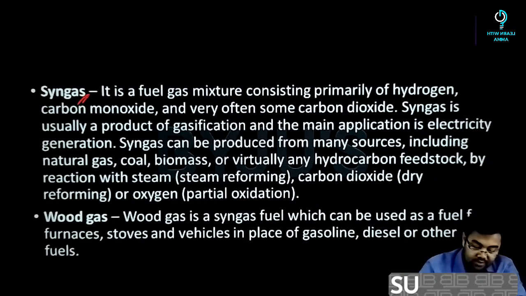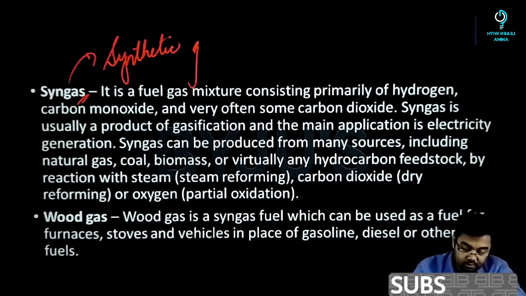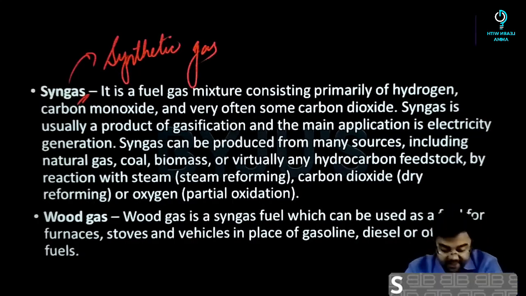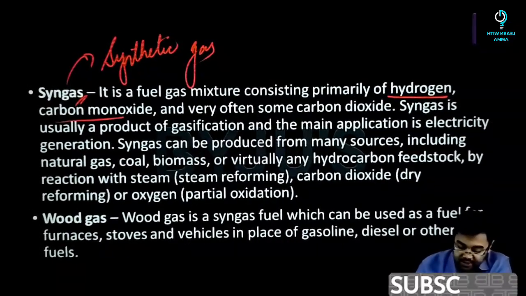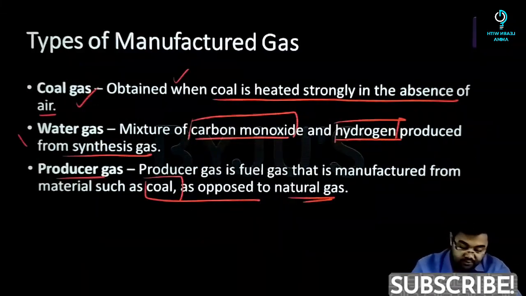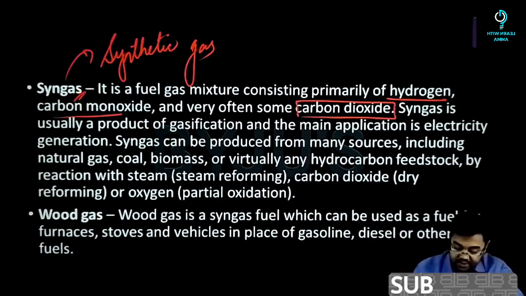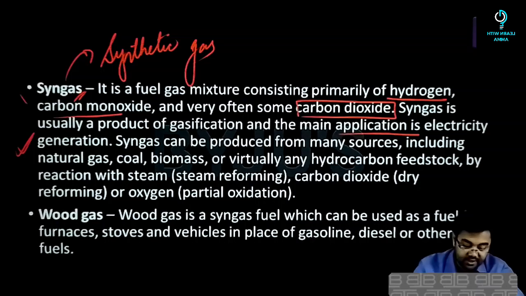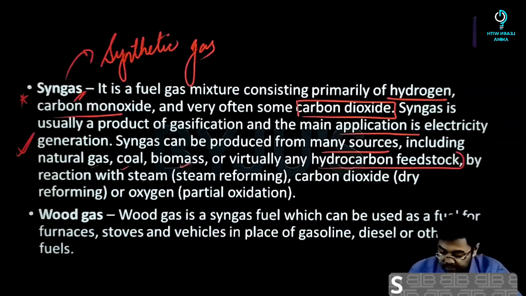Then you have something called syngas, or sometimes also called synthetic gas. Syngas is a fuel gas mixture consisting primarily of hydrogen, carbon monoxide and very often some carbon dioxide. So that is where you have one difference from water gas. Syngas is usually a product of gasification and its main application is in electricity generation. It can be produced from many sources including natural gas, coal, biomass or virtually any hydrocarbon feedstock.